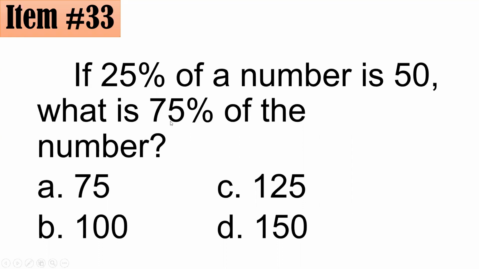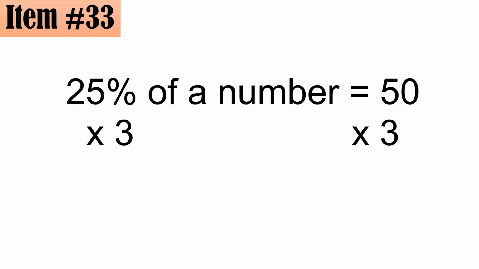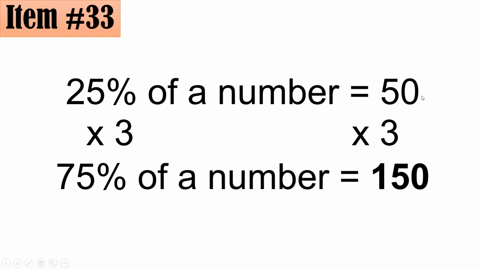No? So kung ating pong makikita, yung 75% ay 3 times ng 25%. Kaya yung ginawa ko po ay, di ba ito po yung given? I just multiplied both sides by 3. And, di ba, to maintain equality, whatever is multiplied on the left side should also be multiplied on the right side. And with that, 25% times 3 is 75%, and 50 times 3 is 150. So 75% of a number is 150. Letter D.